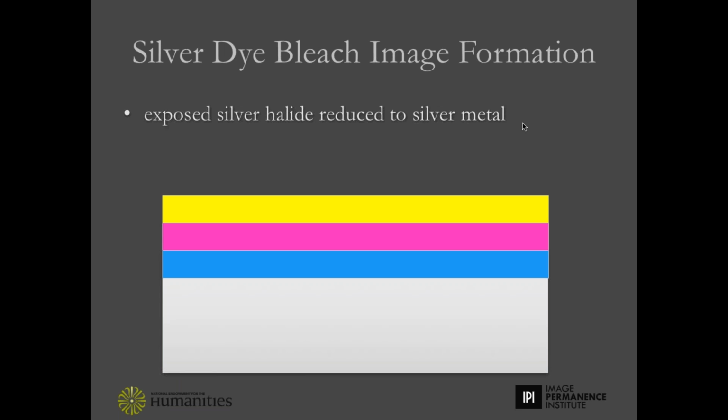The next process to talk about is silver dye bleach materials. These are most commonly known by the proprietary names of Cibachrome or Ilfochrome. So what we have is three superimposed light-sensitive silver halide layers, which also contain our fully formed and visible cyan, magenta, and yellow dyes. Exposure and subsequent development produce the silver image. So there's our silver image.